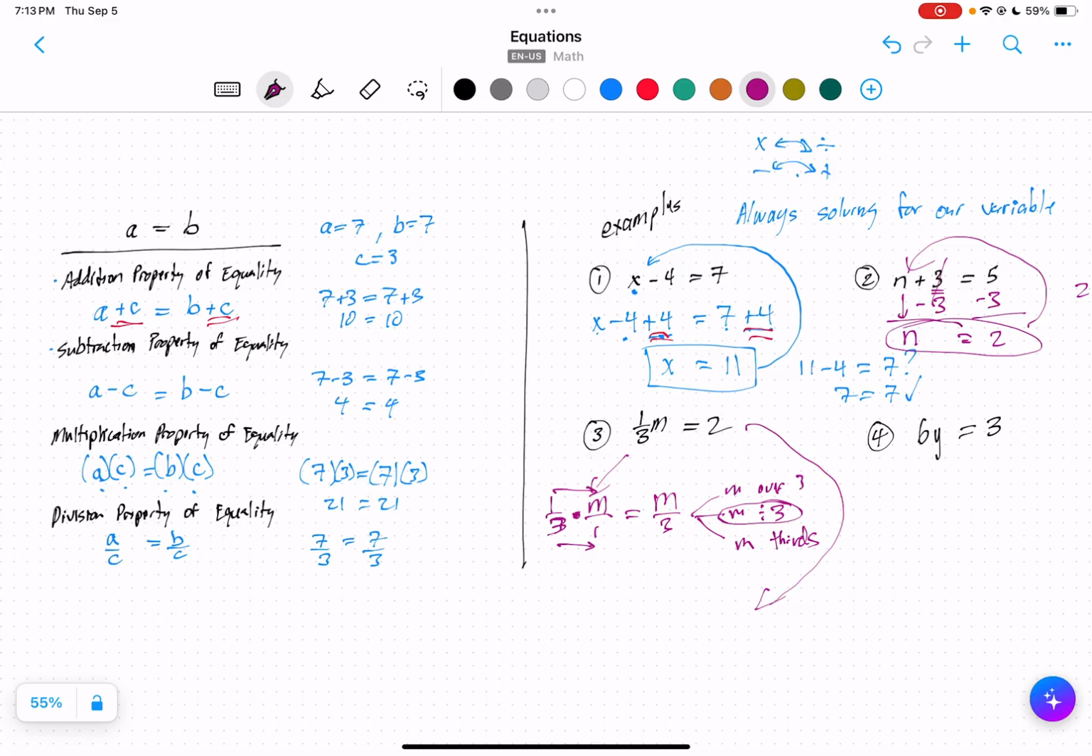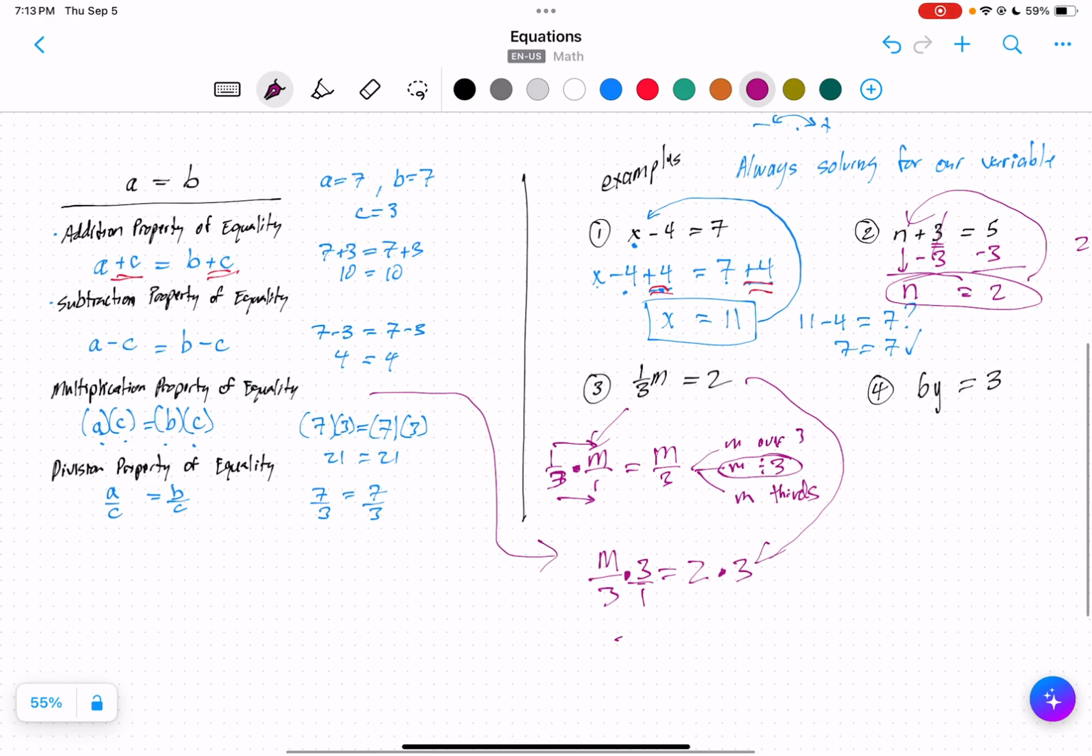Well, let's bring it down here. M divided by 3 is equal to 2. I know that the opposite of division is multiplication, so we're actually using the multiplicative or multiplication property. I need to multiply by a 3, or we can think of 3 over 1, if that helps you to think of it. And I'm multiplying by 3. Well, 3 times m is 3m, and 1 times 3 is, of course, our 3. That's equal to 2 times 3, which is 6.